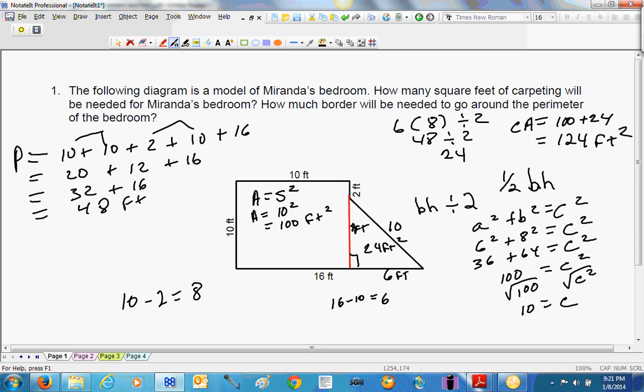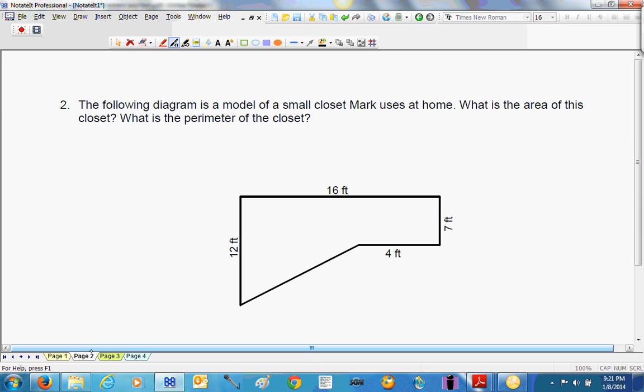Okay, so that's taken care of problem number 1. It really wasn't that difficult, I hope, but you have the option of stopping it and saving it and replaying and seeing exactly what was done. All right, let's take a look at the second problem.